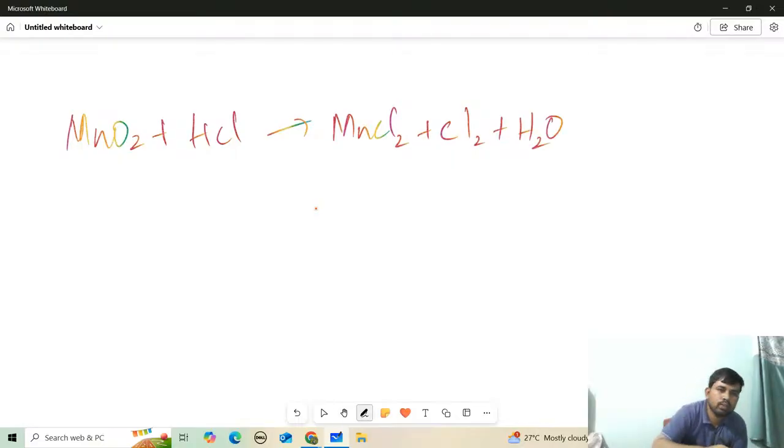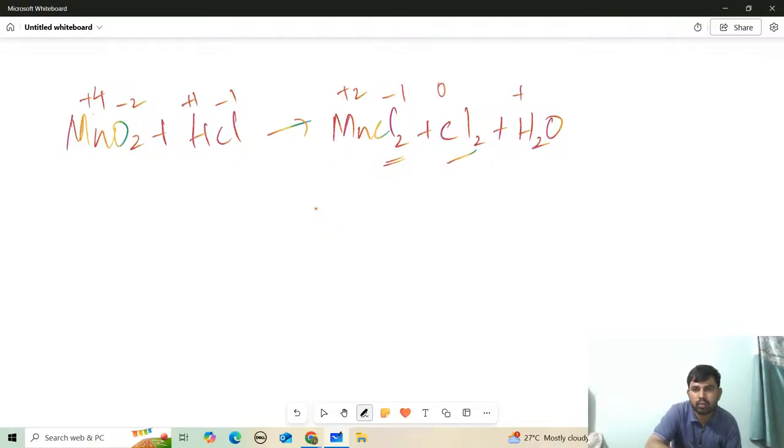So here oxygen is minus 2, with 2 of them, minus 2 into 2 is minus 4, so Mn will be plus 4. H will be plus 1, Cl is minus 1. You see here 2 Cl are there, minus 1 into 2, so Mn is plus 2. If Cl is in elementary form, it is 0, H will be plus 1 and this will be minus 2.